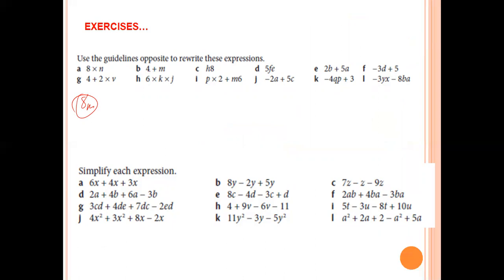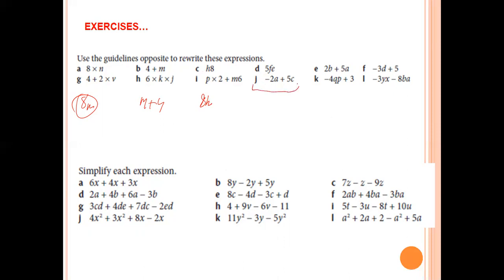The second one is 4 plus m. Firstly, we should write the letter first, m plus 4, if it's of course positive. Okay, if it's negative, don't touch it. And the c, of course, we should write first the number and after that the letter.